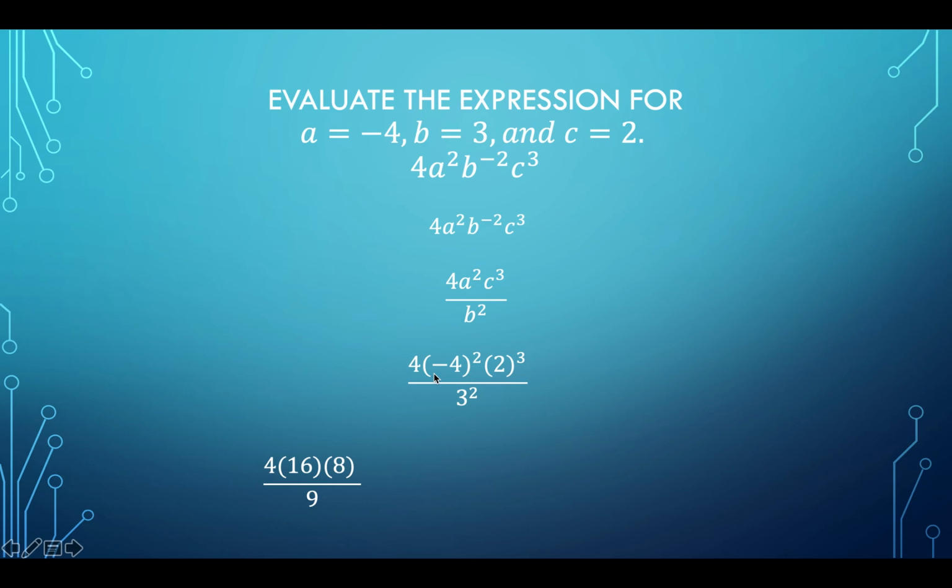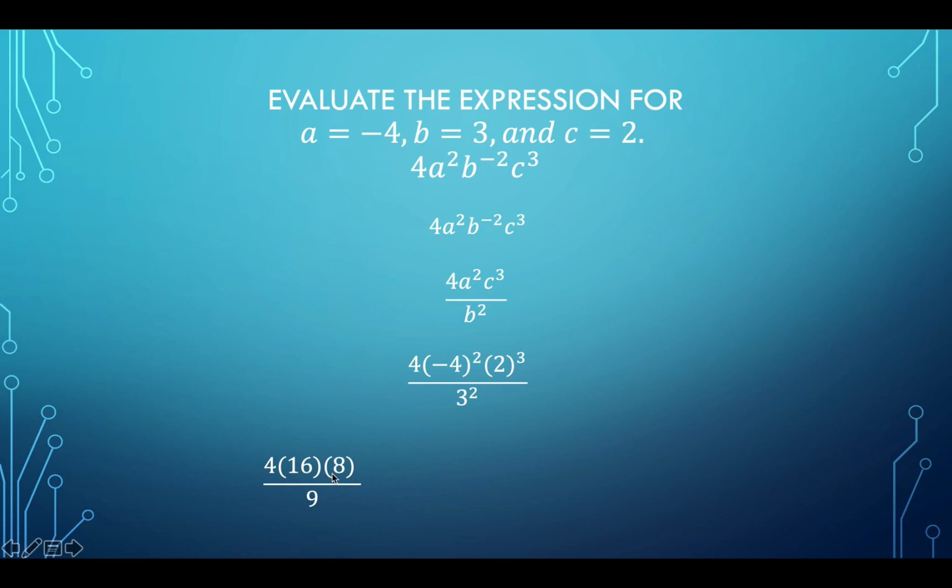Remember, any negative number to an even exponent is going to be positive, and any negative number to an odd exponent will be negative. So -4 squared gives you 16, 2 cubed gives you 8, and 3 squared gives you 9. So now you're left with 4 times 16 times 8, all divided by 9.